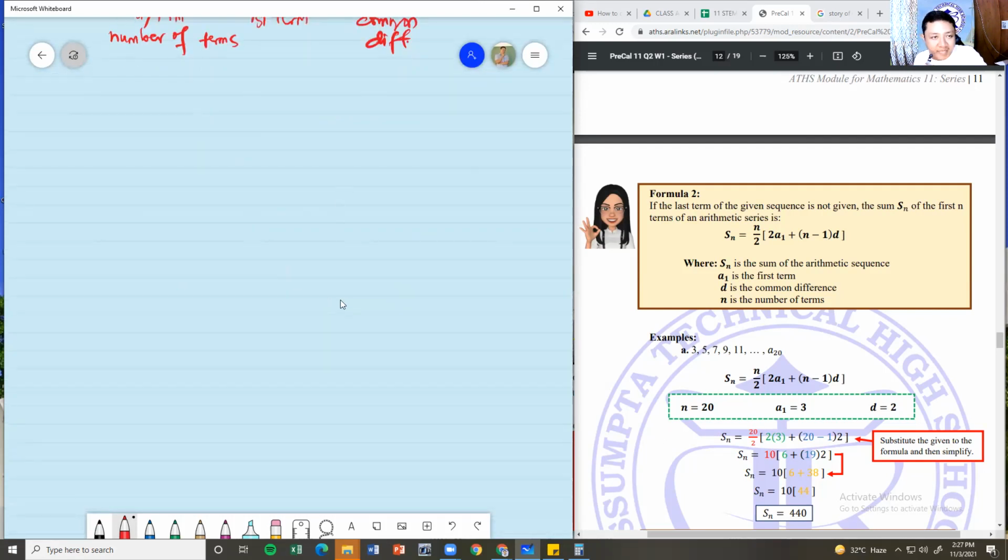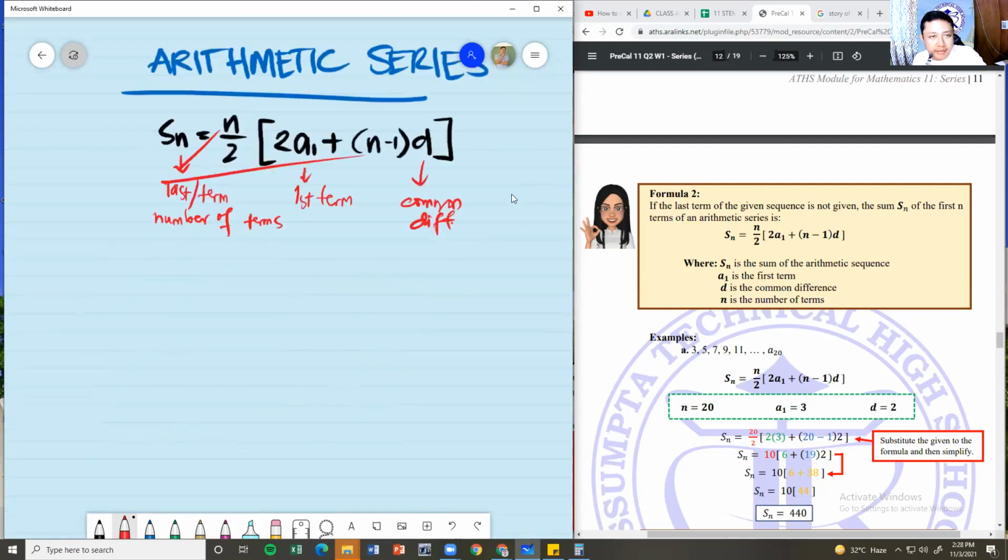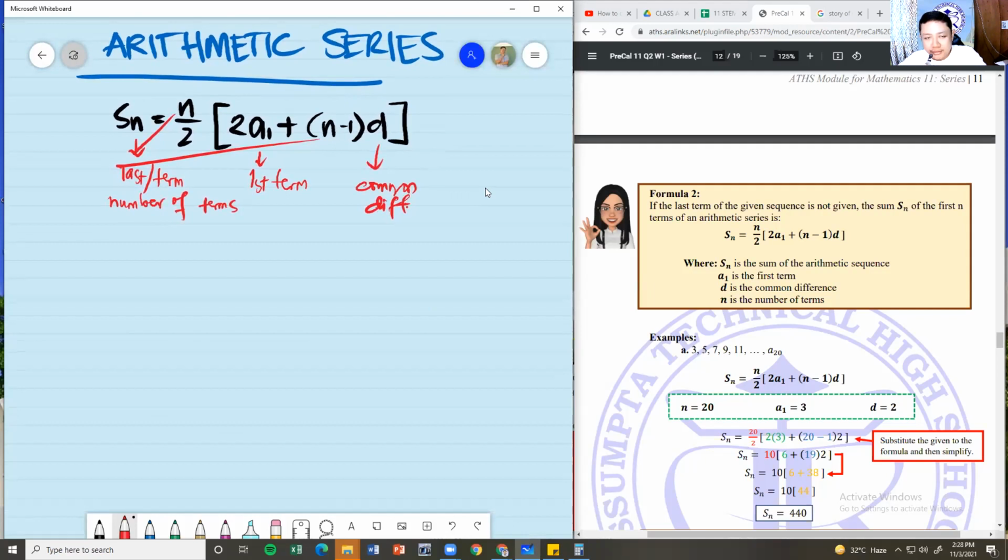Let's have this as an example. Ready? If we have a sub 1 is equal to 3 and the common difference is equal to 5, find S sub 30. Find S sub 30. Ready?